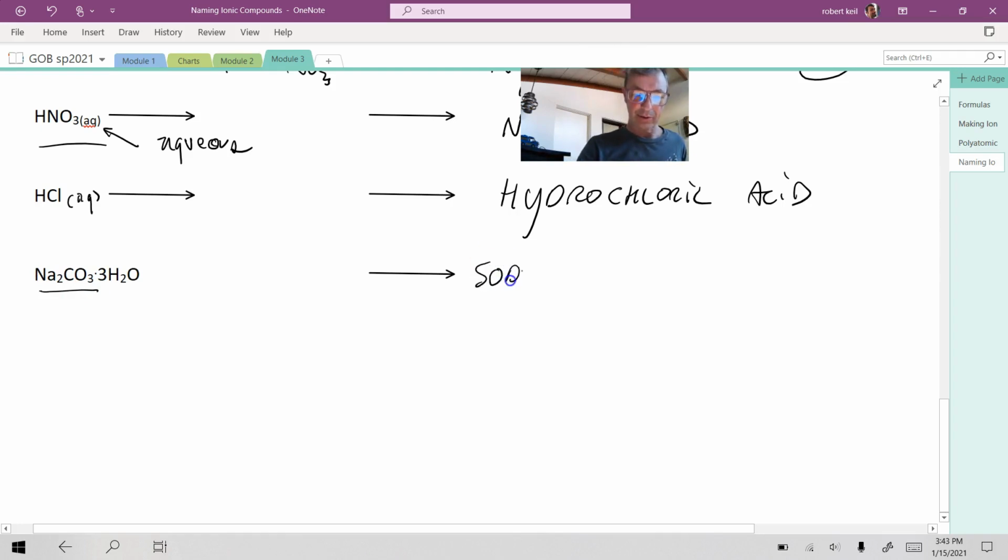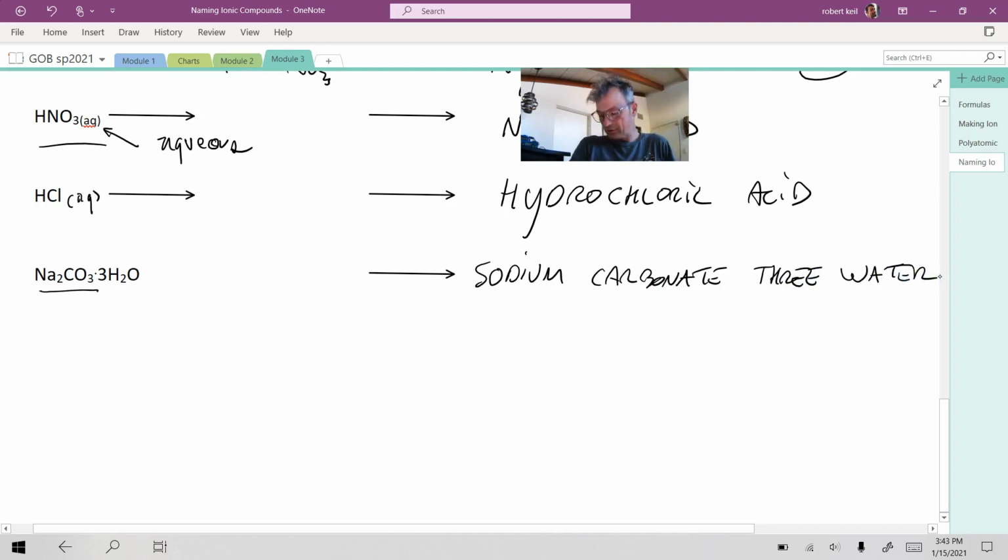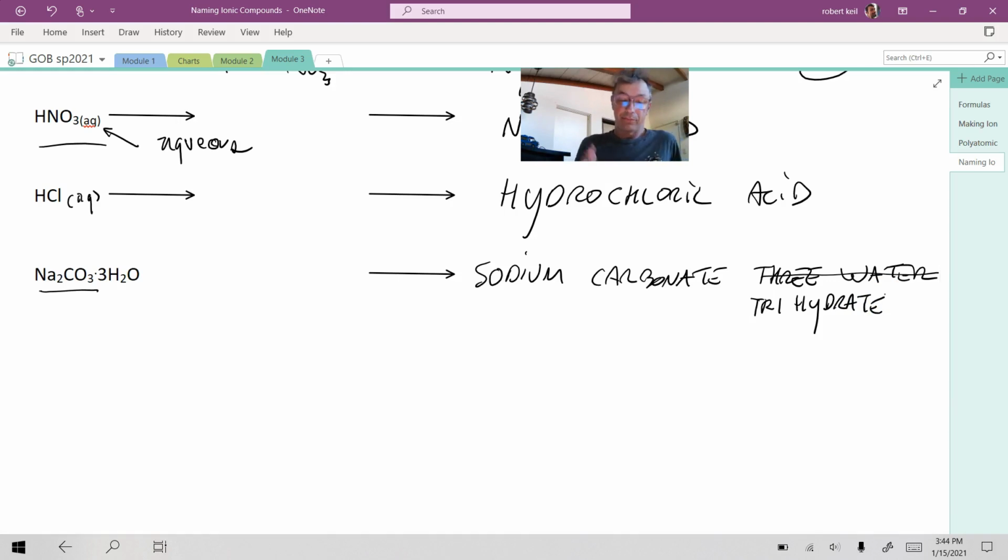So how do you name it if I said sodium carbonate, 3 waters? That sounds kind of weird, right? I don't like that. So I'm not going to write 3 waters, but I'm going to sound science-y and write trihydrate. And now you're talking chemistry because we put it into Latin. There you go. That's the name. Sodium carbonate with a space, then trihydrate.